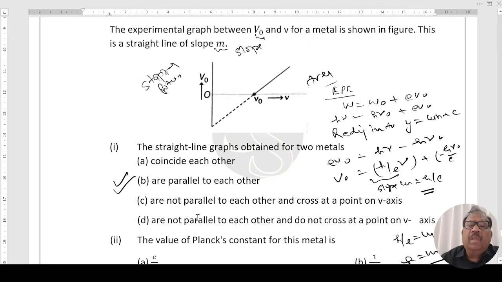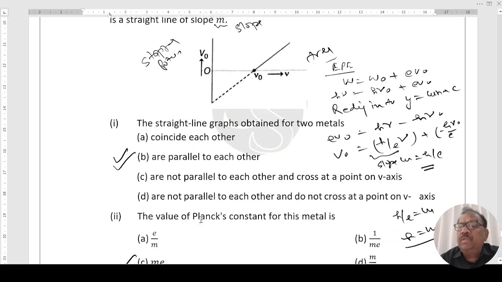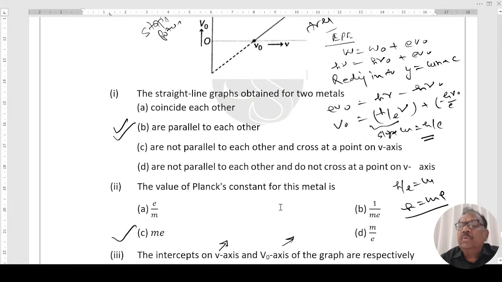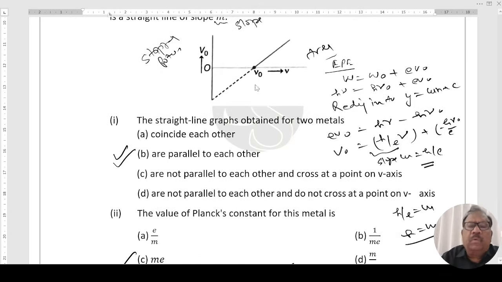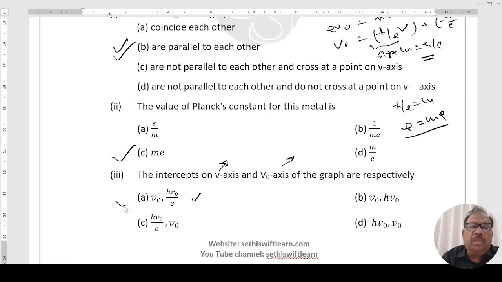Which one is V naught? Y intercept. Y intercept is h mu naught by e, and the frequency intercept is mu naught. A is the correct answer. Right?